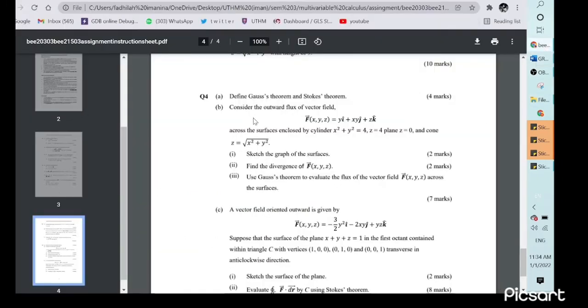For question B, the outward flux of a vector field, and this is the equation. The surface is given by the cylinder x squared plus y squared equal to 4, the plane z equal to 4 and z equal to 0, and the cone z is equal to the square root of x squared plus y squared. The first question is to sketch the graph of the surface.